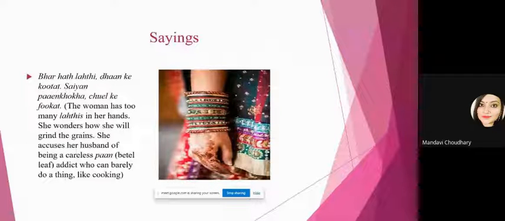So the woman here has too many lartis in her hands and she wonders and complains then how will she grind the grains? She accuses her husband of being a careless betel leaf addict who can barely do a thing like cooking. Lurties, lac bangles, can here be visualized as a form of burden of responsibilities. So the woman is overburdened with lurties, which stand for a heap of responsibilities.